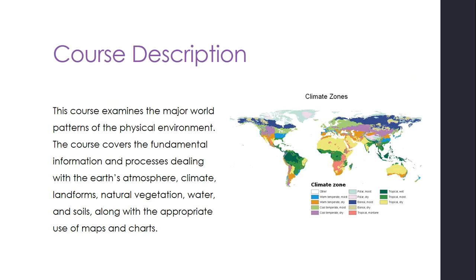So a course description from the college catalog. This course examines the major world patterns of the physical environment. This course covers the fundamental information and processes dealing with the Earth's atmosphere, climate, landforms, natural vegetation, water, and soils, along with the appropriate use of maps and charts. And here we can see a map of climate zones across the world. Geographers do a lot more than just use maps, but we are certainly going to use some maps in this class.